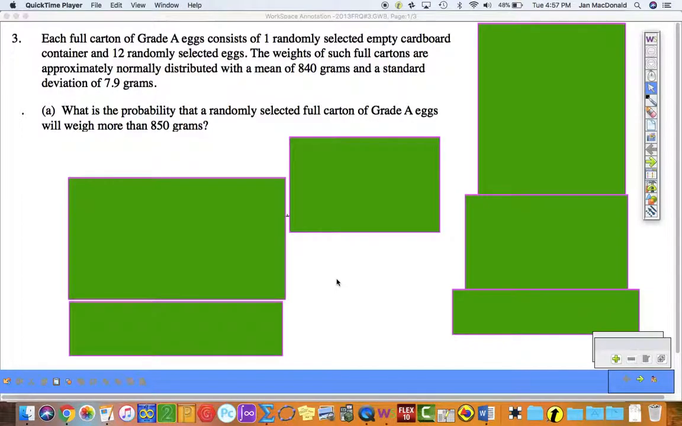We are on 2013 free response question number 3. Again, 2013 free response question number 3. Let's take a minute and read the prompt.